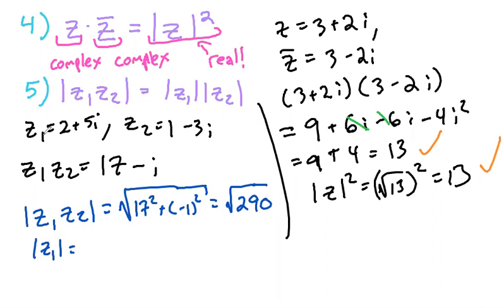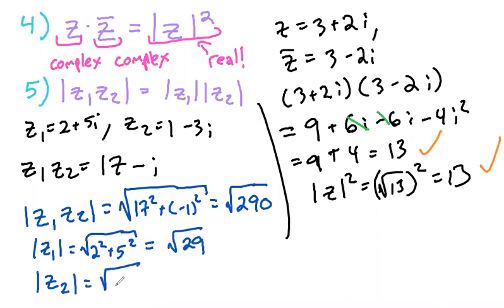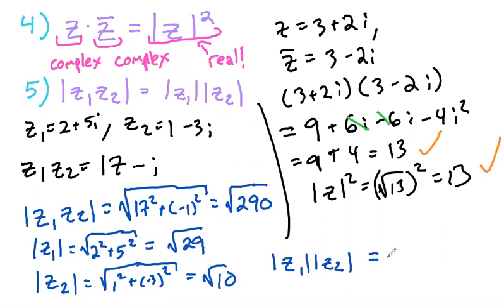The modulus of z1 is the square root of 2 squared plus 5 squared, and 4 plus 25 is 29, so the square root of 29. The modulus of z2 is the square root of 1 squared plus minus 3 squared, and 1 plus 9 is 10, so the square root of 10. And lo and behold, this is pretty cool. The modulus of z1 times the modulus of z2 is the square root of 29 times the square root of 10, which does in fact give us the square root of 290, just as we'd want. If you want to see a formal proof, see the book or the notes for this. But we are just verifying here.